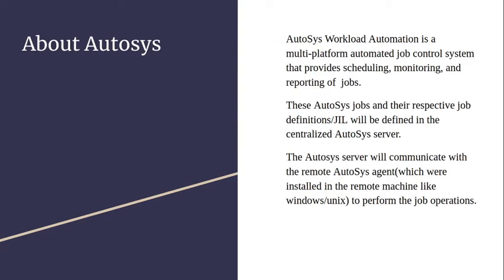So basically Autosys is a workload automation tool, or you can say it is an automated job control system that provides scheduling, monitoring and reporting of jobs. And the jobs and their definitions are centralized in the Autosys server. So in the next slides we will talk about this Autosys server, what it is, and what its uses are. This Autosys server will communicate with the remote Autosys agent to perform the job operations.